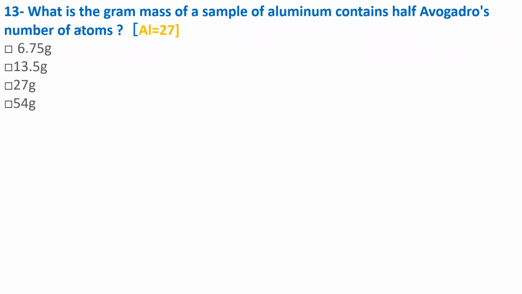Number 13, what is the gram mass of a sample of aluminum containing half Avogadro's number of atoms of Al? Avogadro's number of atoms contains 27 as given here. So half contains 27 divided by 2 equals 13.5.